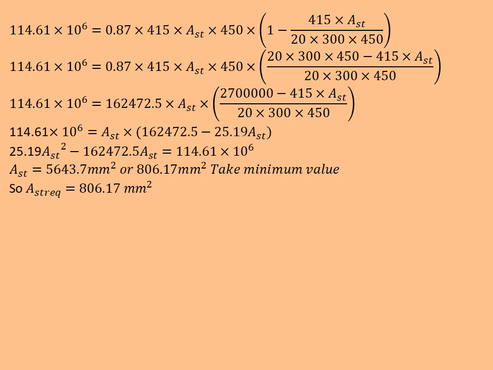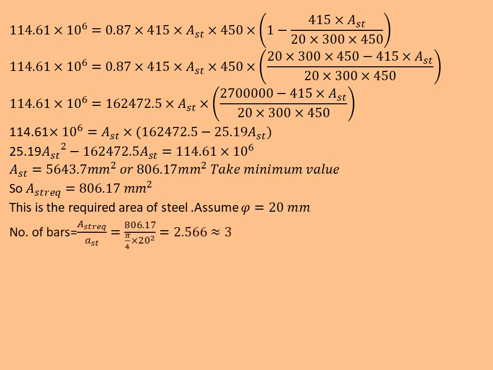Now with this required area, it is not necessary that the area provided by the number of bars be exactly that much. It can be less or more. So with this AST required, we can calculate the number of bars. We assume the diameter to be 20 mm since it's not given in the question. Number of bars is equal to AST required by area of 1 bar. So 806.17 by pi by 4 into 20 square, which is equal to 2.566. We can approximate it to 3. So there are 3 bars.